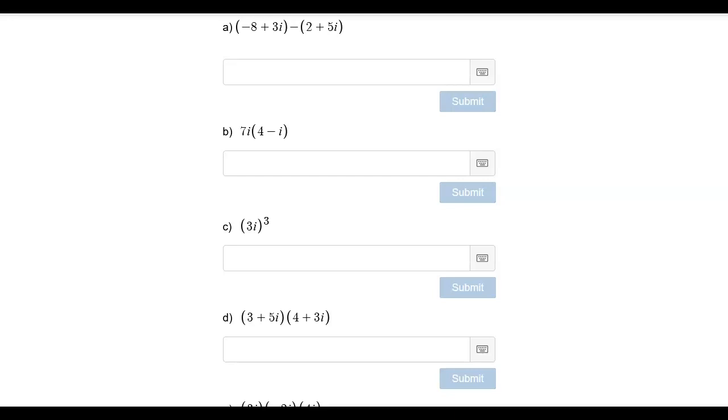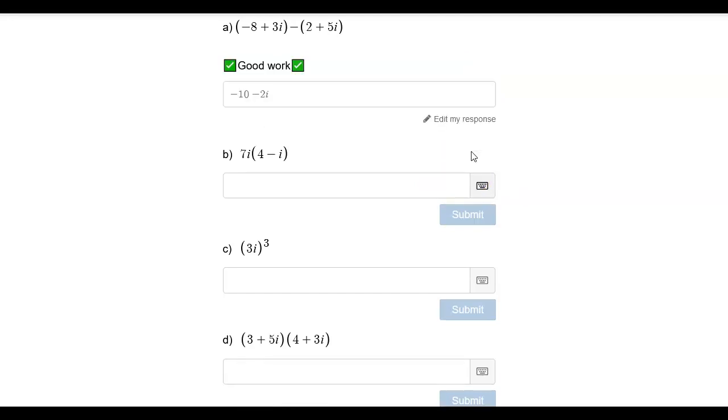For the first one, we're just subtracting those two complex numbers. So you're subtracting -8 minus 2 because those are the two real components. So -8 minus 2 would be -10. And positive 3i minus 5i would be -2i. So I'm actually going to type these in. So this is going to be -10 minus 2i.